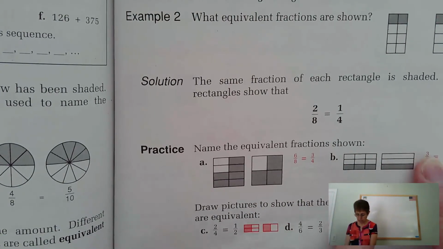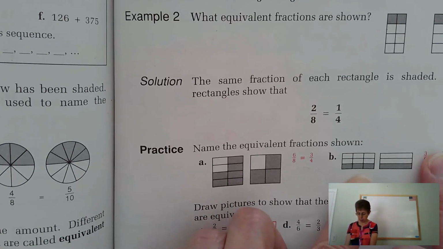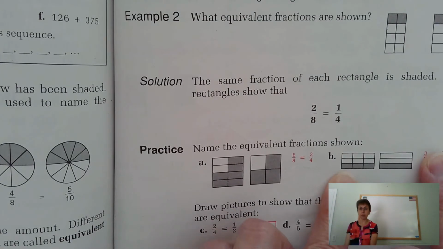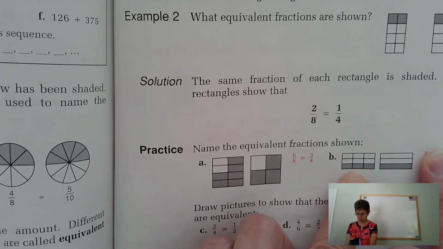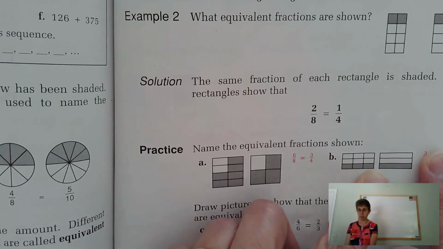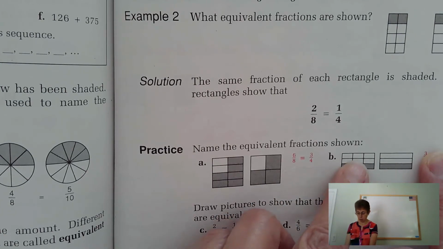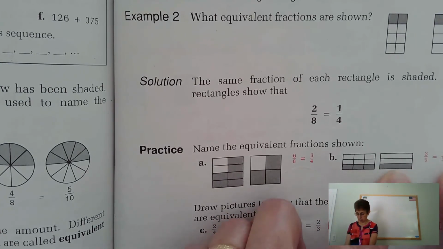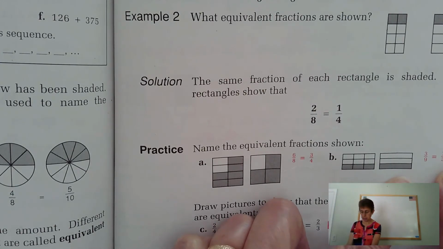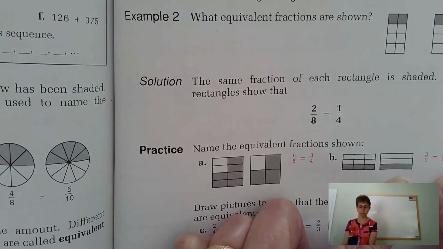Okay. And then in figure B, your rectangles, you have the first one that is divided up into 9 equal parts. 3 of those parts have been shaded in. And then the second rectangle, you have 3 equal parts with 1 part shaded in. So we have 3/9 is equal to 1/3.